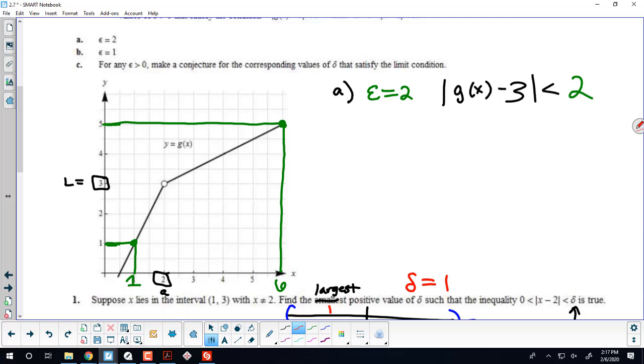And then we just look at this. From 2 to this bound on the x-axis, that's 1 unit. And from 2 to this bound on the x-axis is 4 units. So what's our delta? 1. Delta has to be 1. Otherwise, we're outside of that on the left-hand side. So that's our answer for part A. Delta has to be 1.